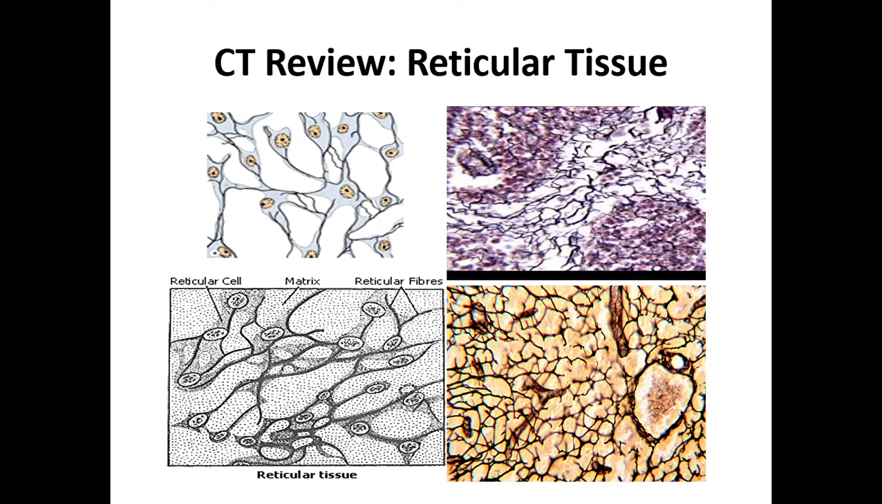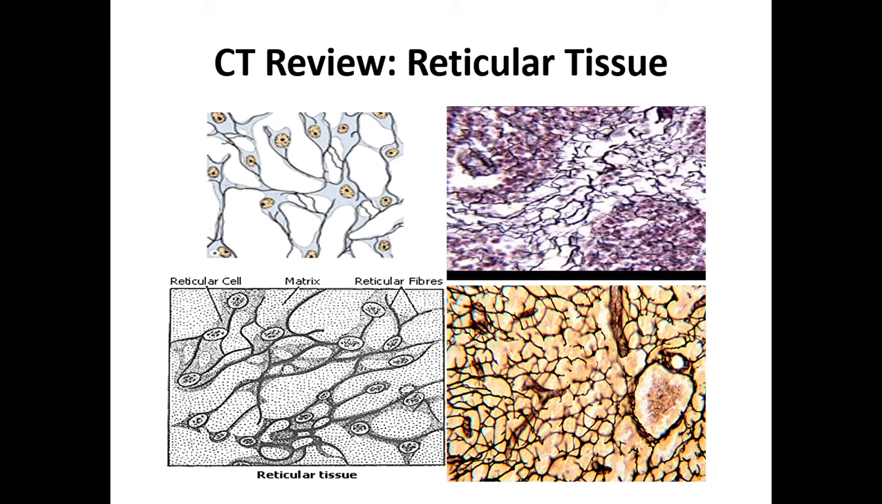We have here an illustration of a reticular tissue. The reticular tissue is a connective tissue and it is composed of reticular cells and reticular fibers. So this type of tissue is mostly found in lymphoid organs of the body. The reticular cells have cytoplasmic extension. So together with the reticular fibers, these cells and fibers will form a network that will support other cells in a lymphoid organs and structure.